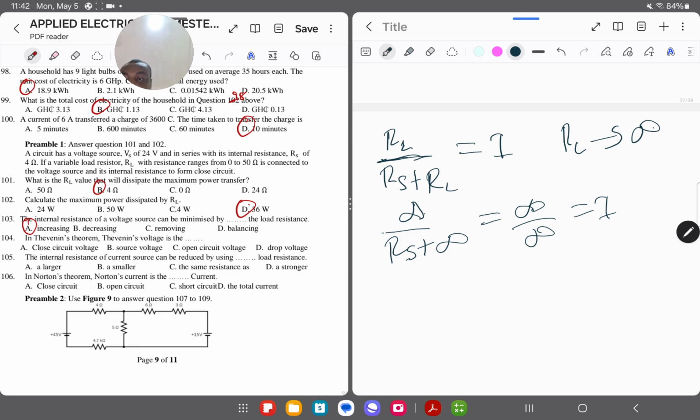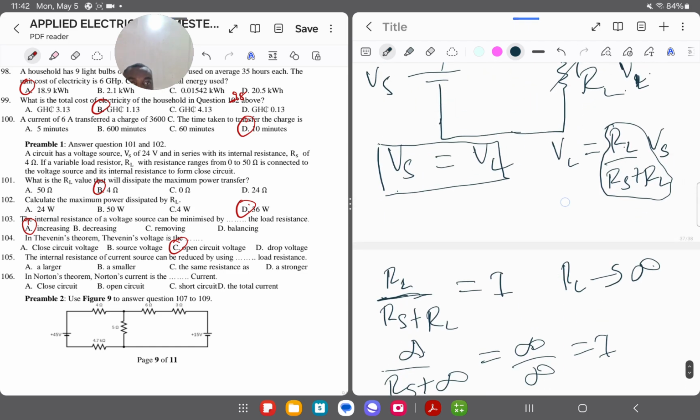So it's going to be A, closed circuit, that is wrong. B, source voltage. C is the open circuit voltage. D, draw voltage. So it's what? C, the open circuit voltage. The internal resistance of a current source can be reduced by. Now when it comes to a current source, how do you reduce the internal resistance? This question is similar to question 103, right? So it's the same thing.